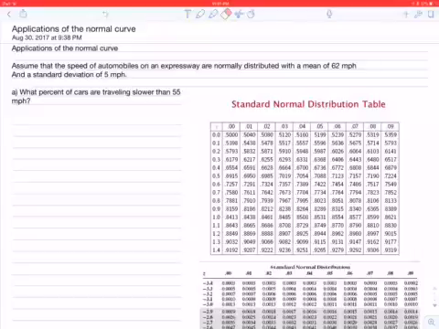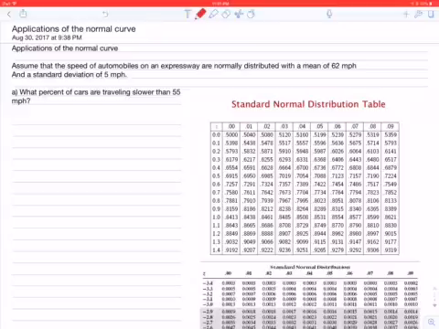Assume that the speeds of automobiles on an expressway are normally distributed with a mean of 62 miles per hour and a standard deviation of 5 miles per hour. We want to know what percentage of cars are traveling slower than 55 miles per hour.